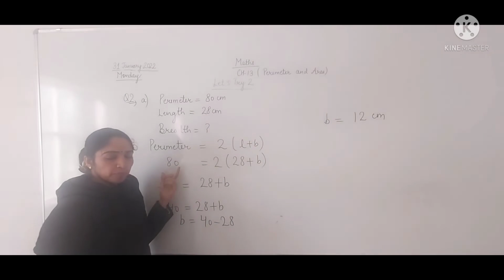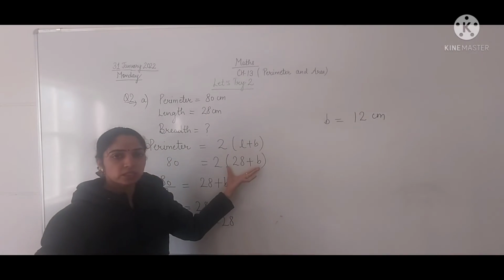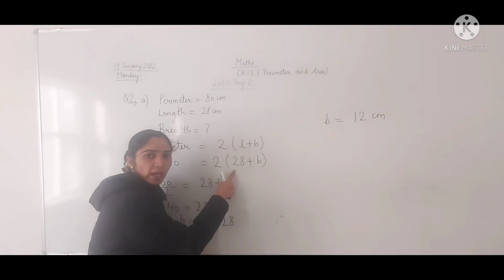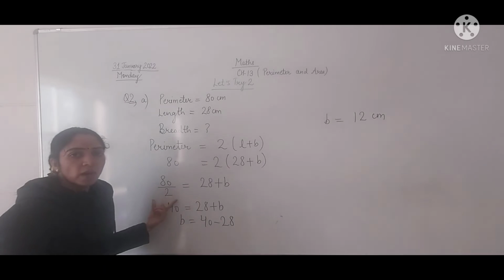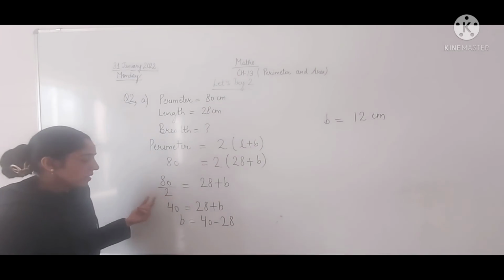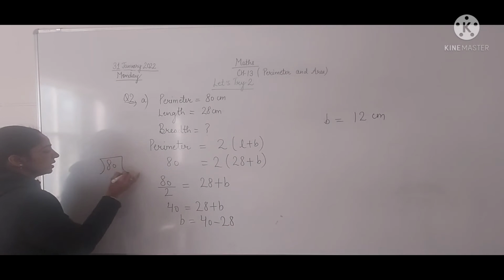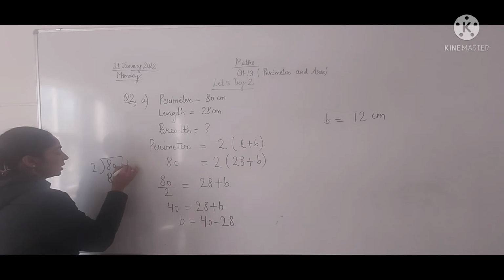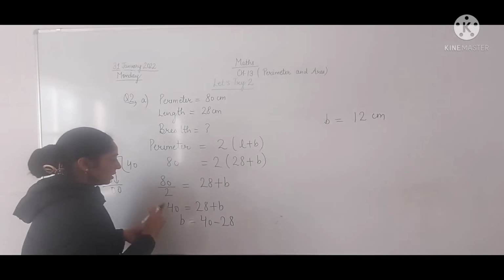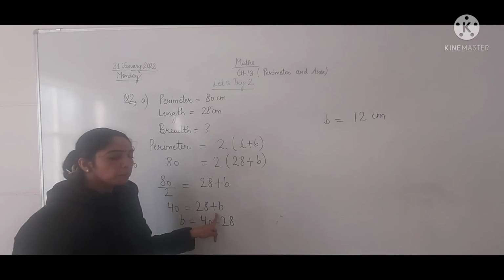Now you can see that this 2 is in multiplication. So when we shift it to the other side of the equals sign, it will become division. So 80 divided by 2: when we divide 80 by 2, we will get 40. So 40 equals 28 plus B.